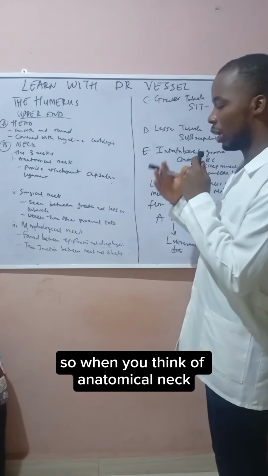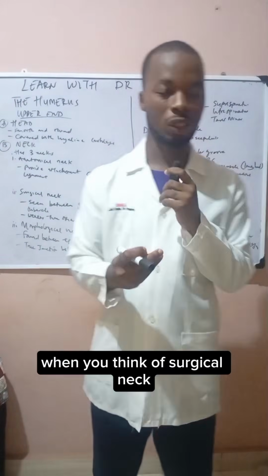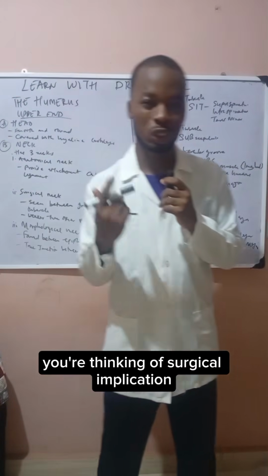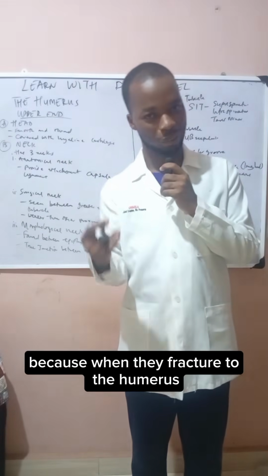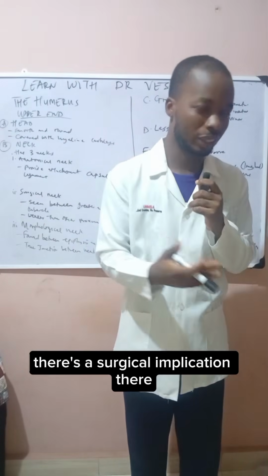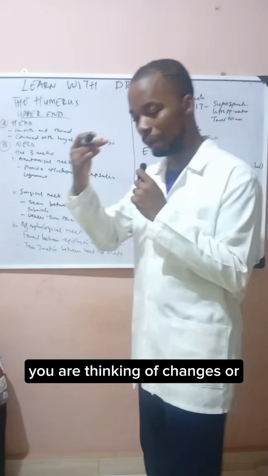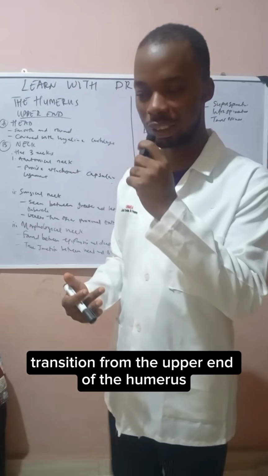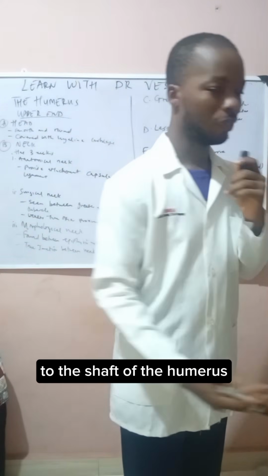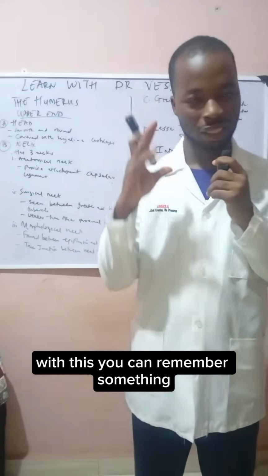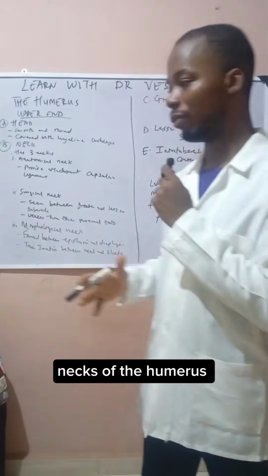So when you think of anatomical neck, you are thinking of anatomical function. When you think of surgical neck, you are thinking of surgical implication, because when there is fracture to the humerus, there is a surgical implication there. When you think of morphological neck, you are thinking of the transition from the upper end of the humerus to the shaft of the humerus. With this, you can remember something when you are asked about this neck of the humerus.